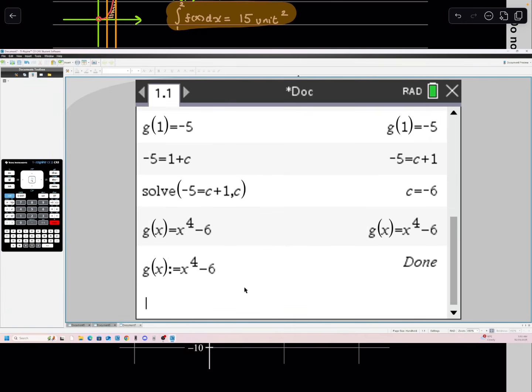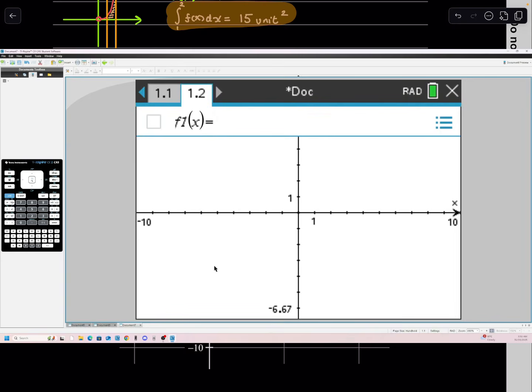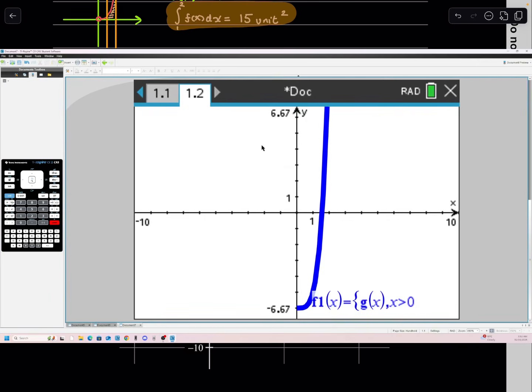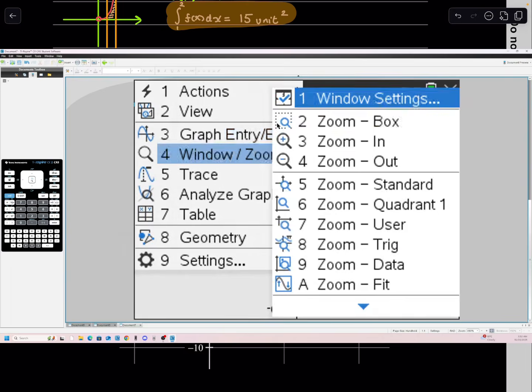Beautiful. Let's graph it using our CAS, of course, because that's the goal. So we can go to our CAS over here and actually graph g of x. Graph it within the domain they told us, which is x greater than 0. Enter, and this is the graph. Now, be careful. Make sure it's the same scale as your paper, so you can copy and paste it perfectly. Go on menu, go to Window Zoom and Window Settings.